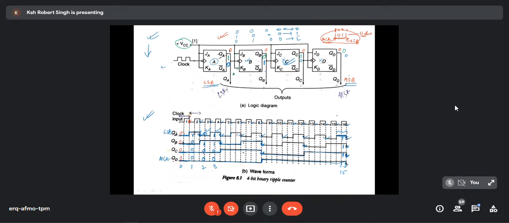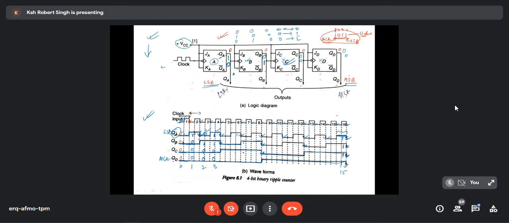Okay, because why? Because we know very well that this clock pulse is going to trigger the first flip-flop, and the output of this flip-flop A is going to be the clock pulse of the next flip-flop. So likewise, I'm just drawing the waveform. One will trigger another, another will trigger another, like that.